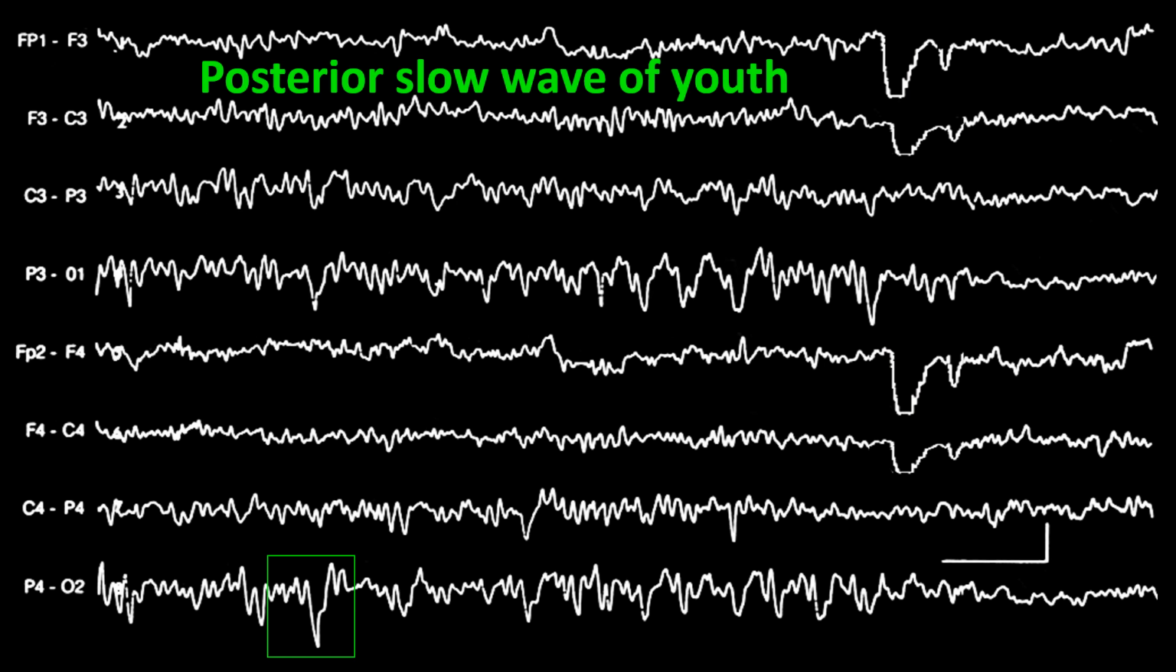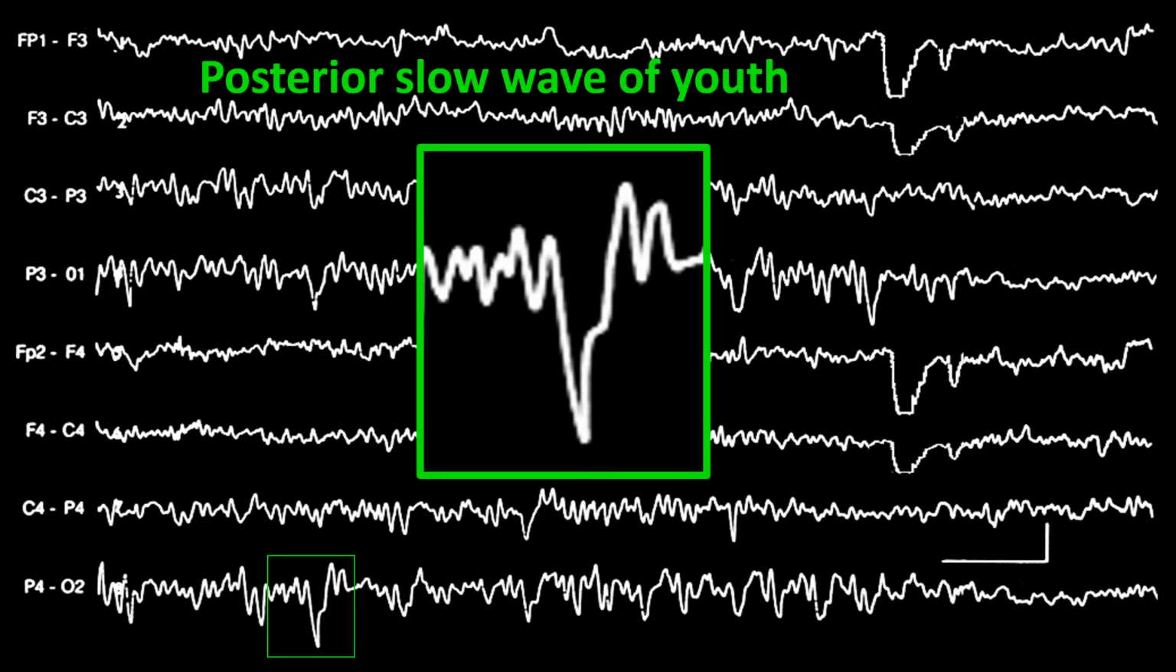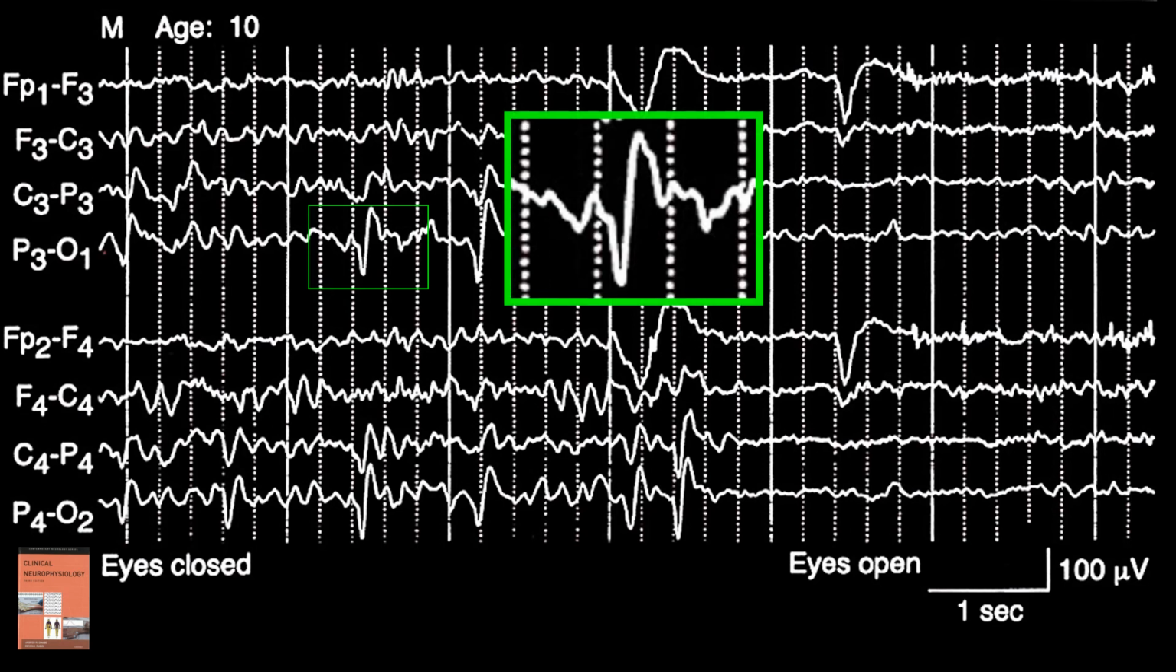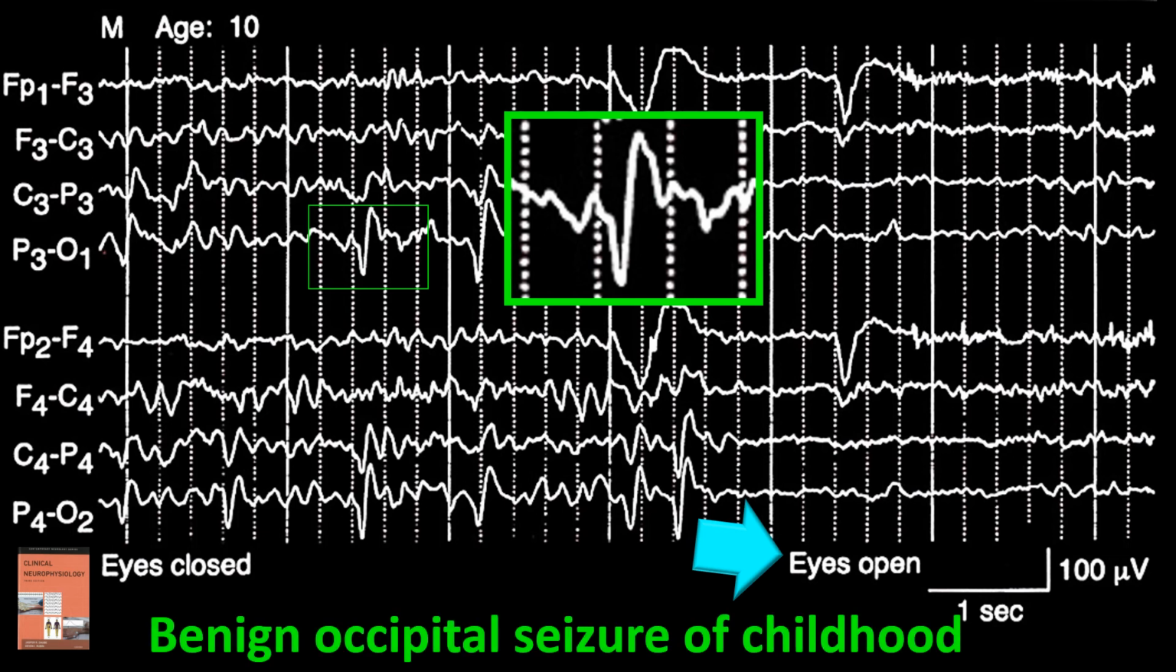Notice the configuration of the wave inside the green box. Here I have enlarged it. Now let's look at the second EEG. Again, look at the wave inside the green box. Notice its configuration and the preceding and following electrical activity. But more importantly, notice the change and disappearance of the wave with eye opening. This is characteristic of benign occipital seizure of childhood.